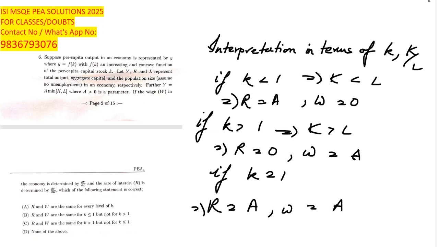So if we analyze all the options, R and W are the same. So obviously it's false, because for k not equal to 1, one is 0 and the other is not. B, R and W are the same, obviously false, because for k less than 1, W is 0 and R is equal to A. So not the same. And R and W are the same for k greater than 1, again R is 0, W is equal to A. So my correct option will be option D.